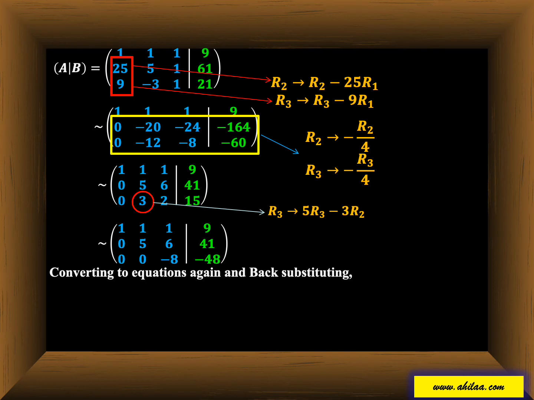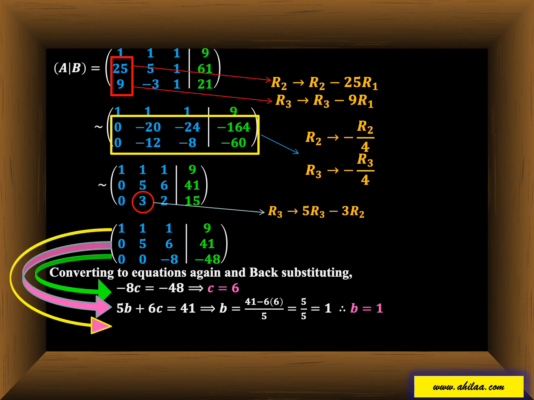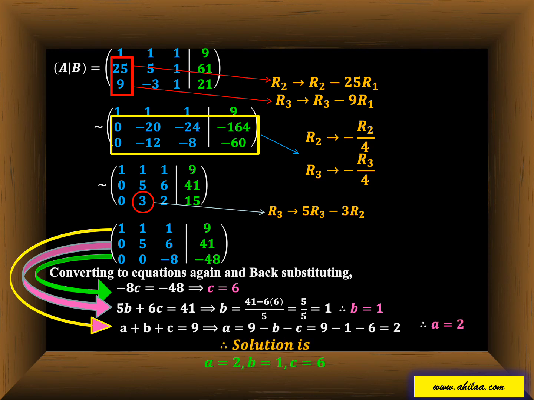Now converting to equations again and back substituting. From the third row, minus 8c equal to minus 48. So c equal to 6. From the second row, 5b plus 6c equal to 41. So b equal to 1 by substituting the value of c equal to 6 here. Okay. Similarly, from the first row, a plus b plus c equal to 9. Substitute the values of b and c to get the value of a, which is a equal to 2. Therefore, the solution is a equal to 2, b equal to 1 and c equal to 6. Understood? Very good.